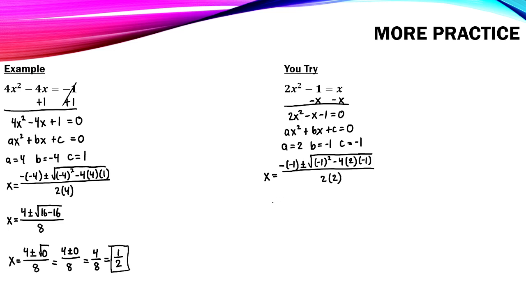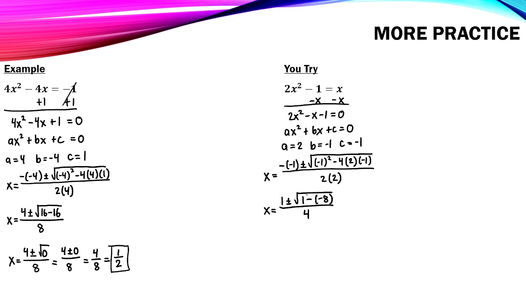And now we're just going to simplify. Negative 1 becomes a positive 1, plus minus square root. Negative 1 squared is just 1. I'm going to keep that minus sign the same. And now let's just do this part right here. 4 times 2 times negative 1. 4 times 2 is 8. 8 times negative 1 is negative 8. So this gives us 1 minus a negative 8 here. And all of this is divided by 2 times 2, which is 4.